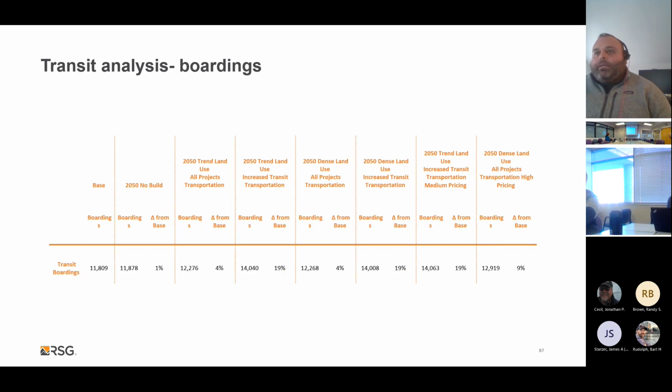Then we're looking at transit analysis and boardings, and this is an example of system level boardings from each of the scenarios that we're conducting. One thing to note too in this travel demand model is that between the last update and this update, the people mover system routes changed.